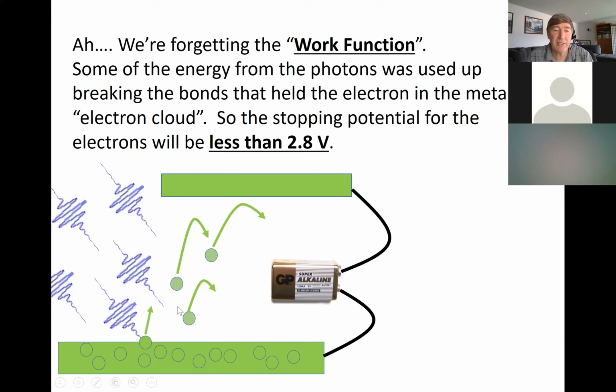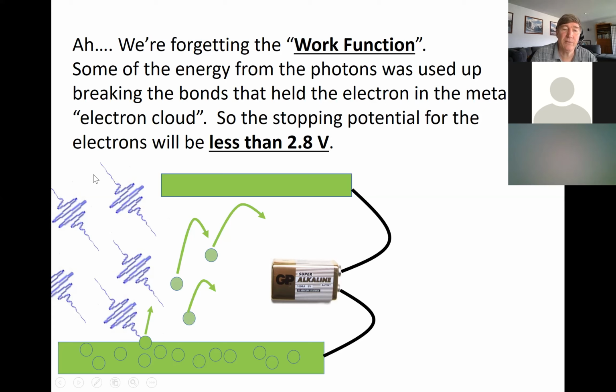So that means when these electrons come out, they are actually going to have slightly less energy, or maybe a lot less energy than the photon did. So it turns out that the voltage that we need to stop it will work out to be something less than 2.8. Okay, so let's do a problem like you might see in your homework tonight.